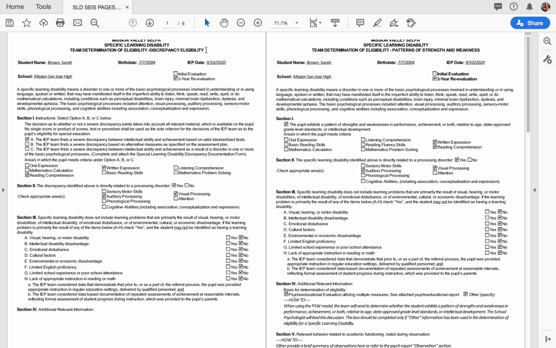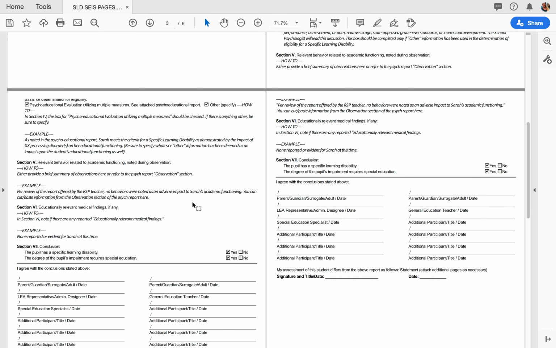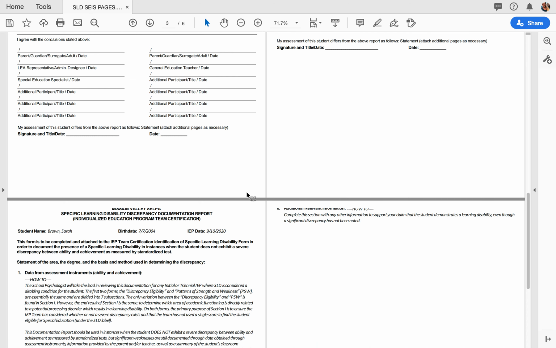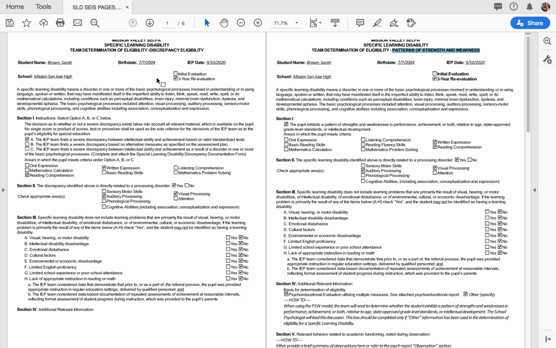So as you can tell, the left-hand side is the SLD that talks about the discrepancy. And on the right-hand side, this is the PSW, Patterns of Strength and Weakness. So please bear with me as we travel through our 2 PDFs side by side. And as I scroll down, you're going to see a little bit more of what the second half of those pages look like, as well as our third page. All right. Thank you for bearing with me.